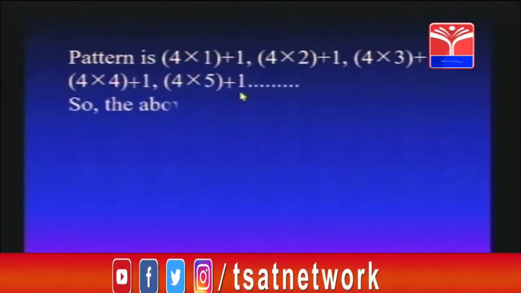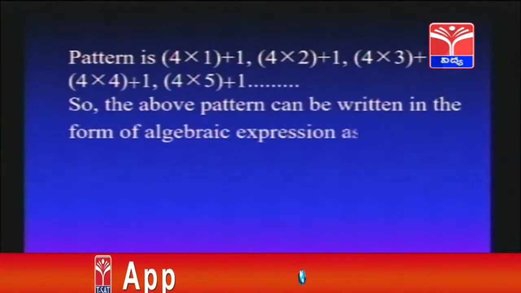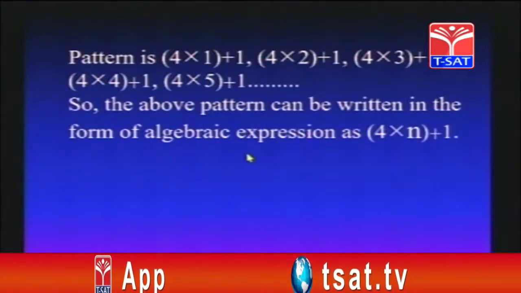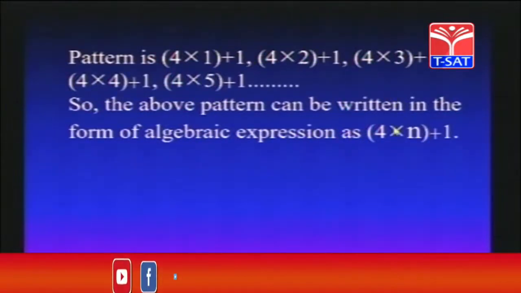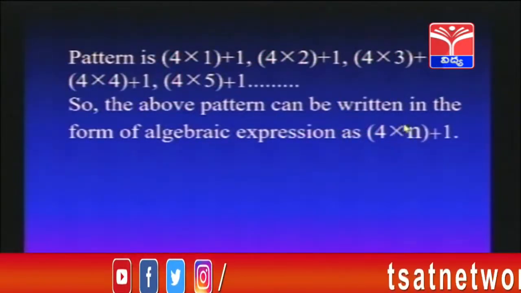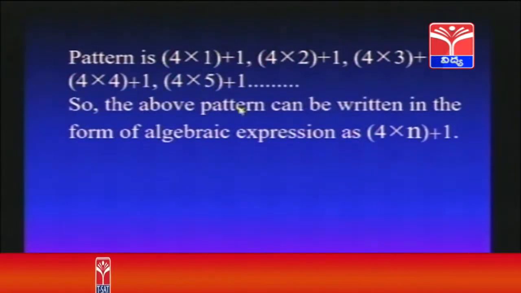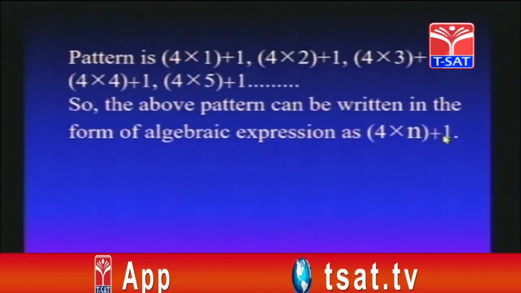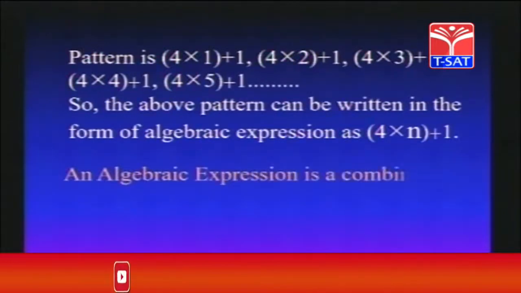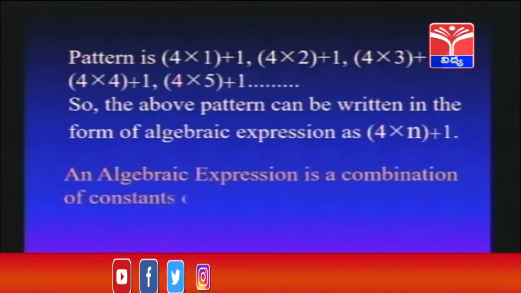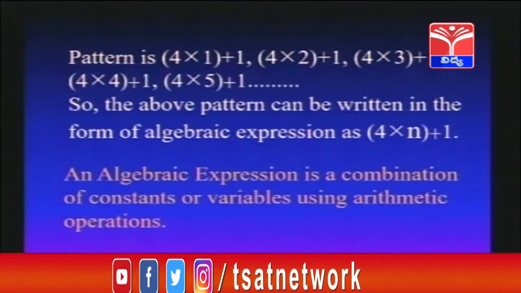So how do you write an expression for these patterns? As you can see here, the above patterns can be written in the form of an algebraic expression, that is 4 into n plus 1. The value of n keeps on changing, as you can notice, 1, 2, 3, 4, 5. It is a variable and plus 1 is a constant. So 4 into n plus 1. So we can say that an algebraic expression is a combination of constants or variables using arithmetic operations.